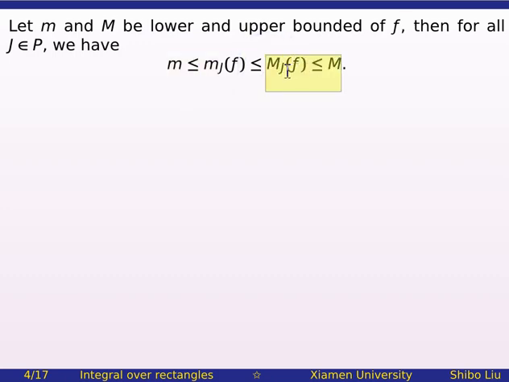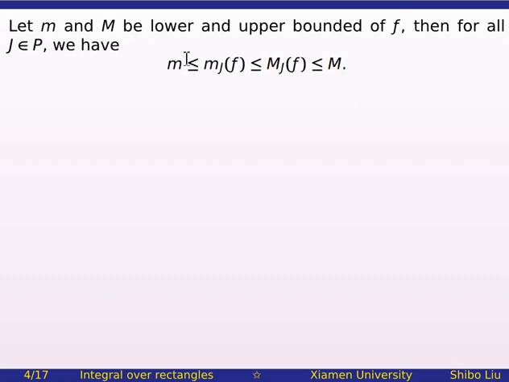Because J is a subset of I, therefore the supremum of f over J, that is capital M_J, will not be greater than the supremum of f over I, which will not be greater than the capital M. So we have this inequality.